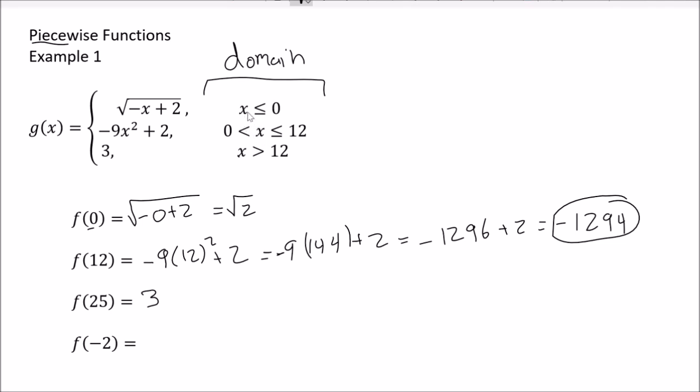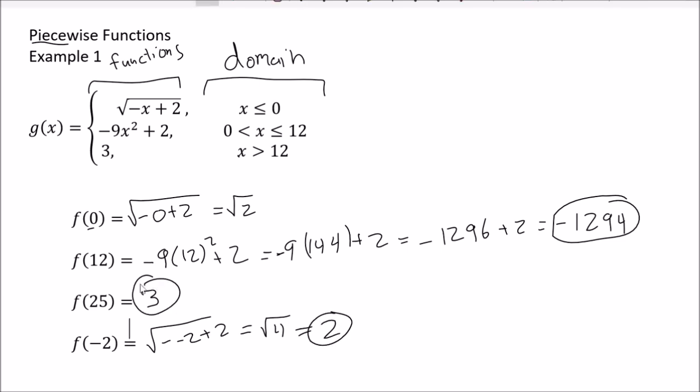The other thing that's weird, we read most math and most writing left to right. We actually interpret this right to left, because this is our domain, and then these are our functions that go with our domain. But we have to determine which domain we're applying before we look at the function. So you actually read right to left on these. It's kind of strange. Okay, what about f of negative 2? That applies here. So I get the square root of the opposite of negative 2 plus 2, which would be the square root of 4, which is 2.